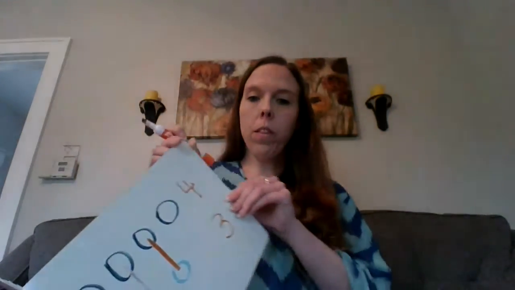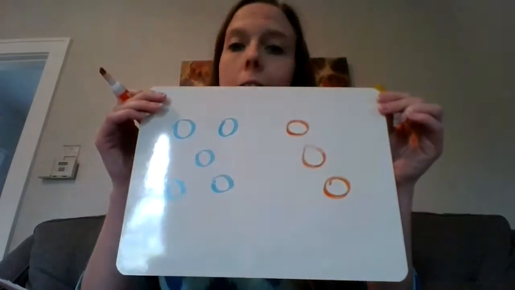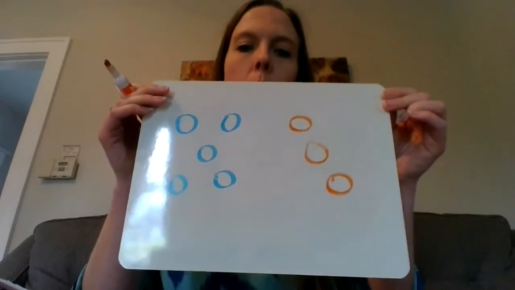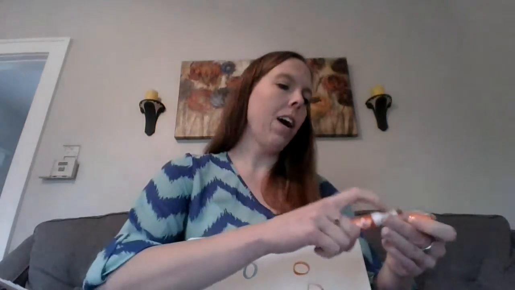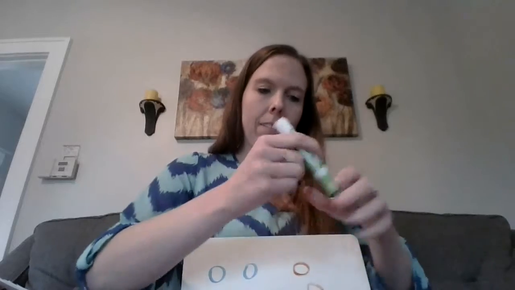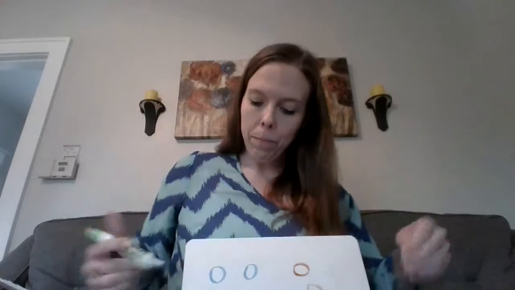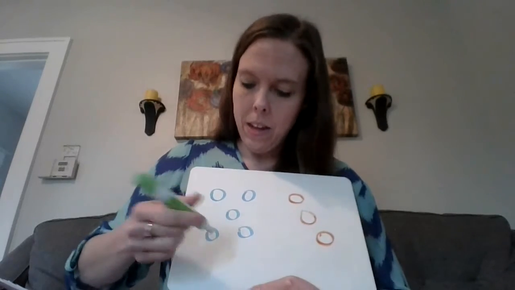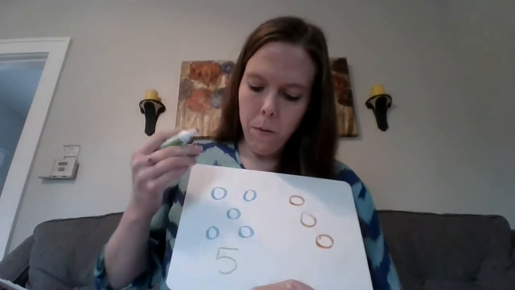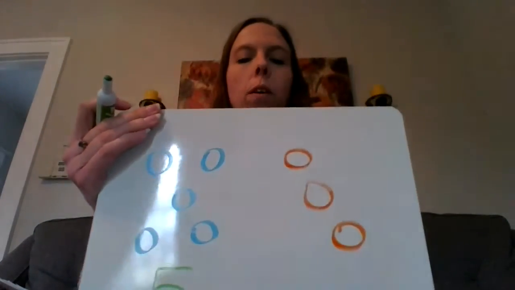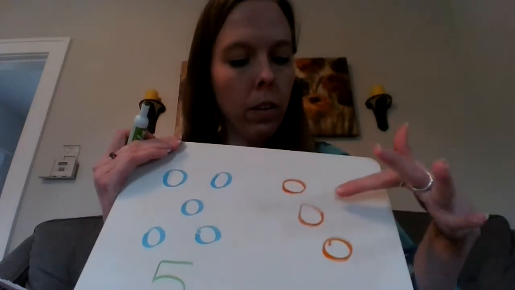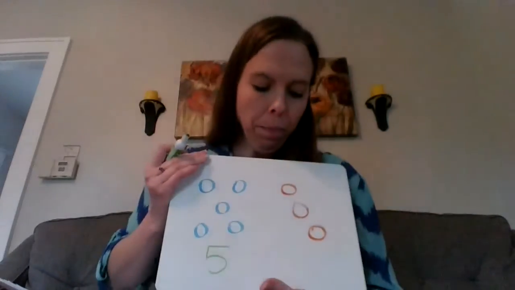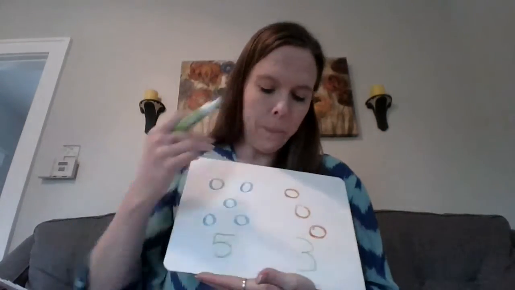After we learned to compare with lines, we learned to compare groups that were not in a line. So I have a blue set and an orange set. I'm going to count and write how many are in each group so that I can figure out which set is greater and which set is less. I'm going to start with the light blue set. I'm going to count how many. 1, 2, 3, 4, 5. I'm going to write a 5 just to help me remember. Now I'm going to count my orange set. 1, 2, 3. I'm going to write a 3 to help me remember.